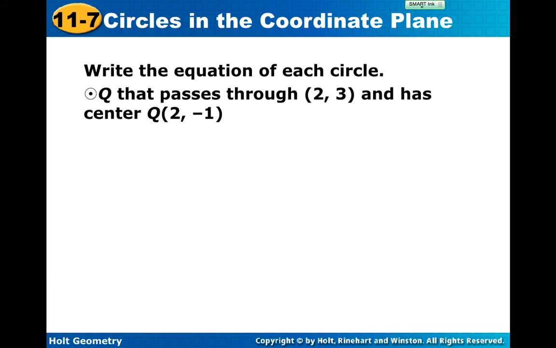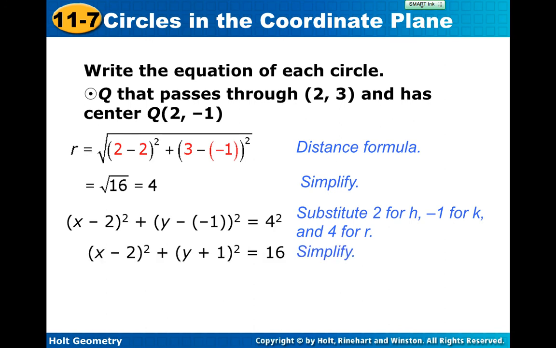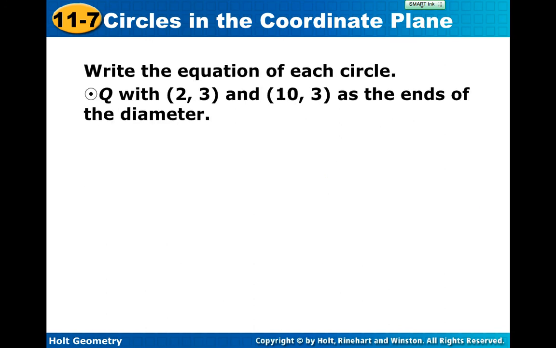Okay, how about one that passes through that and has that center? That's exactly like the one we did earlier. Let's go to the next one. I was thinking one you had to find the diameter. All right, here's the next example we'll do. Write the equation of the circle. It has those 2 points as the ends of the diameter. So neither one of those is the center. You need to find the center and how long the radius is. Those are ends of a diameter.